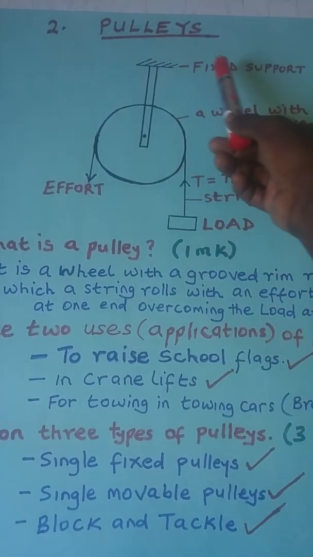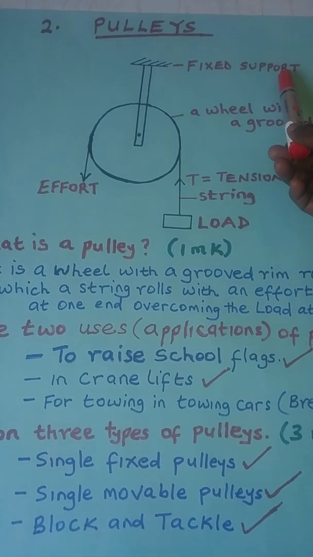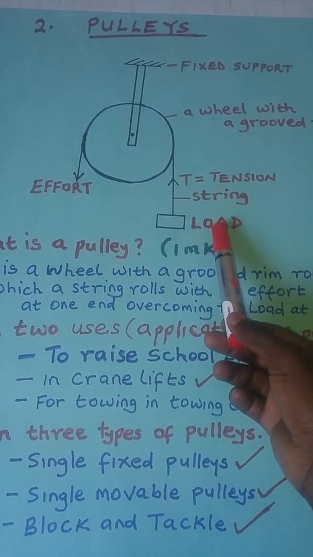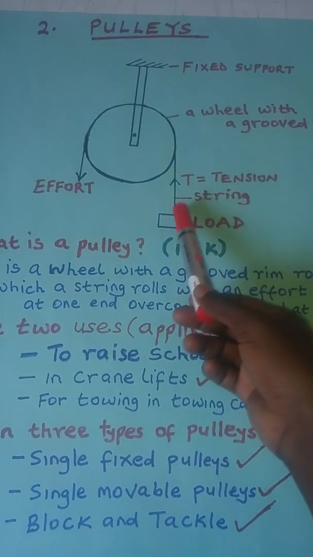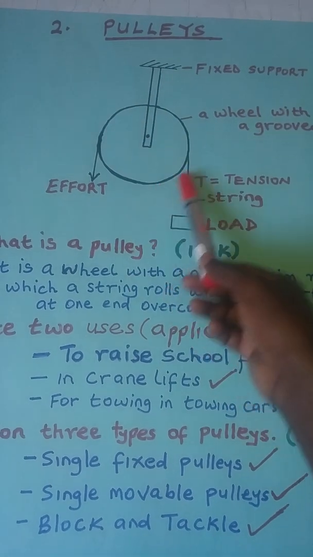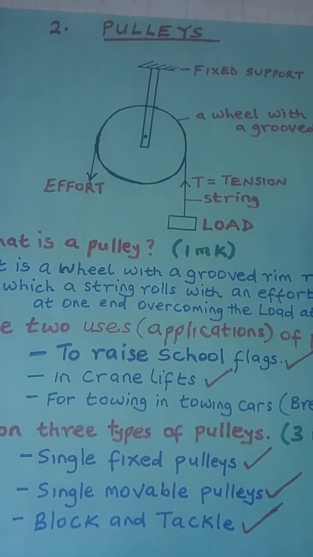Now the upper part is fixed. Why is it fixed? For support. So we have the effort, we have the load, we have the tension, and this is the string. And then we have a fixed support. Then here we have the wheel, which has a grooved rim.